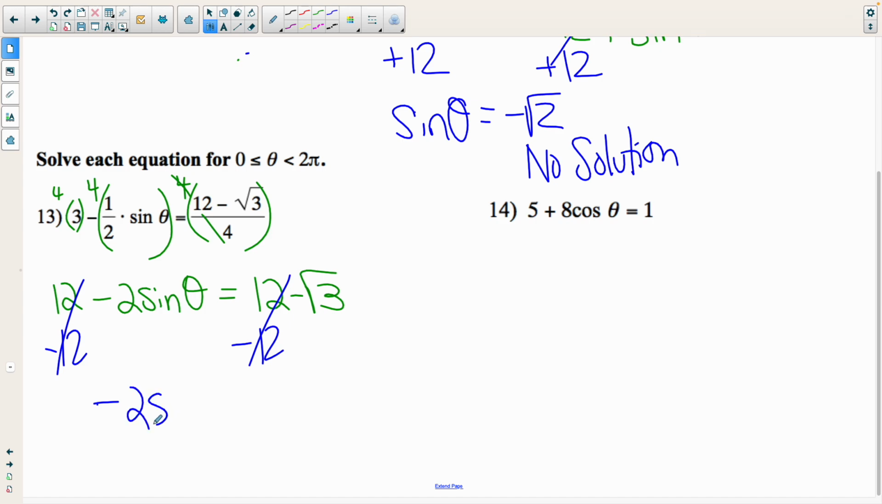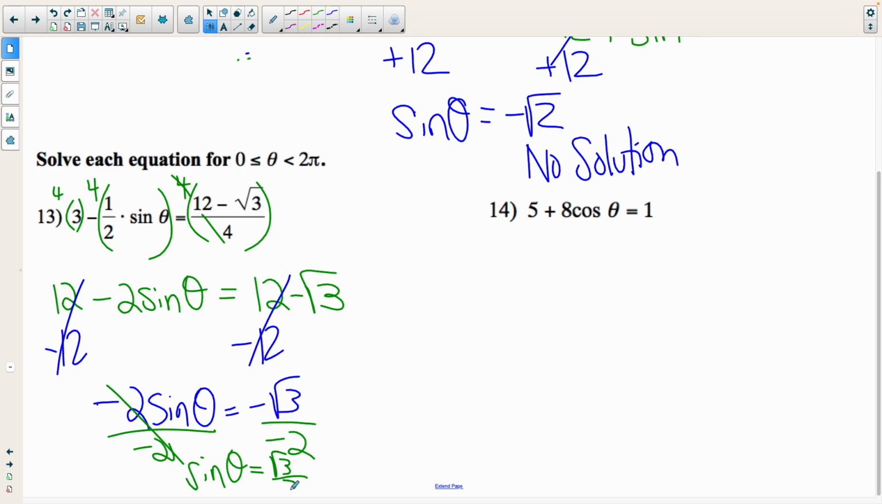So negative 2 sine of theta is negative root 3. And then be careful here just because you're dividing out a negative, to make sure that right side you may simplify into a positive. So divide by negative 2. So sine of theta equals root 3 over 2.